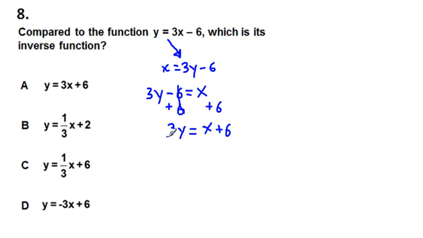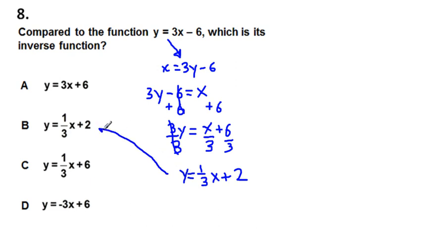And now we're going to get rid of this 3 by dividing both sides of the equation by that coefficient of y, which is 3. What we have left, 3 over 3 cancels to equal 1, so we have y equals 1/3 x plus 6 over 3, which is 2. And where do we see that? We see that right here, answer B. So we're going to circle B as our correct answer.